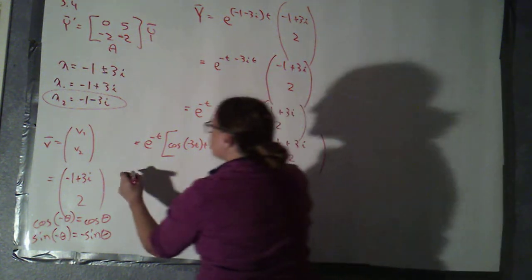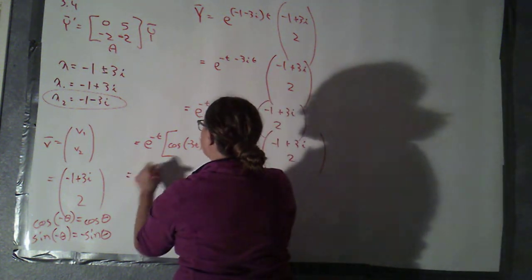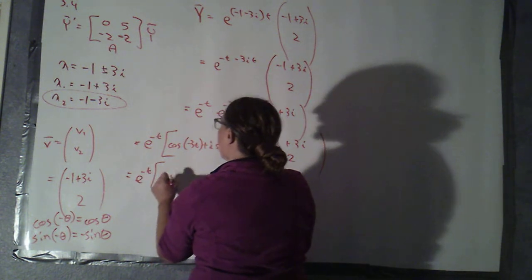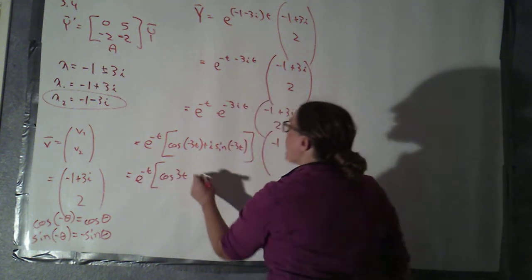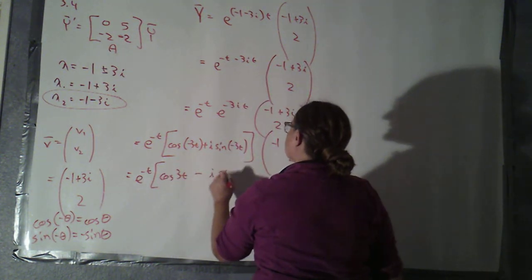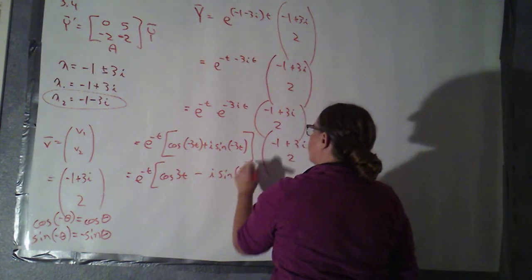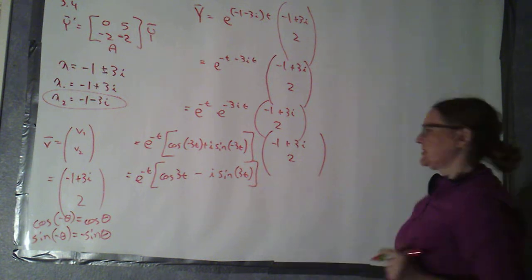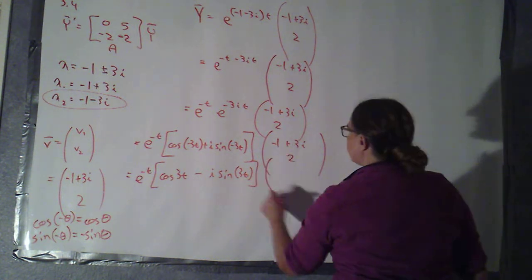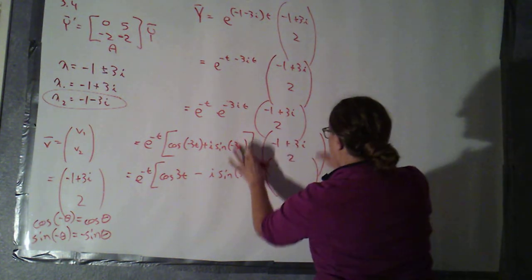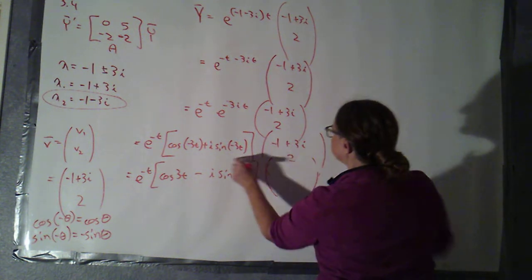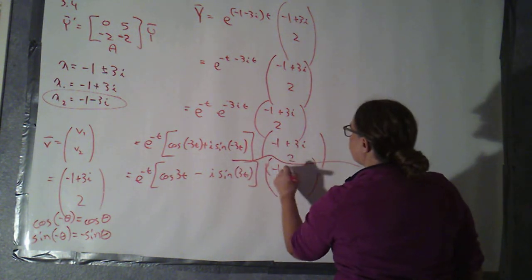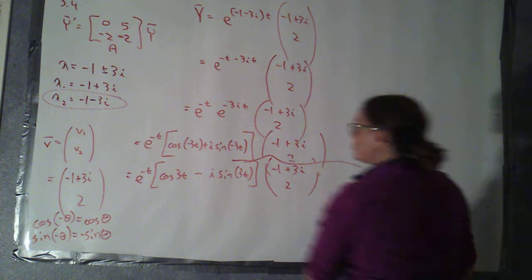Okay. So this is the same as e to the negative t times cosine of 3t minus i times sine of 3t. That just makes it a little bit nicer because it makes the argument of my trig functions not have a negative sign in it. And then we're still multiplying this by our eigenvector, which was negative 1 plus 3i, 2.